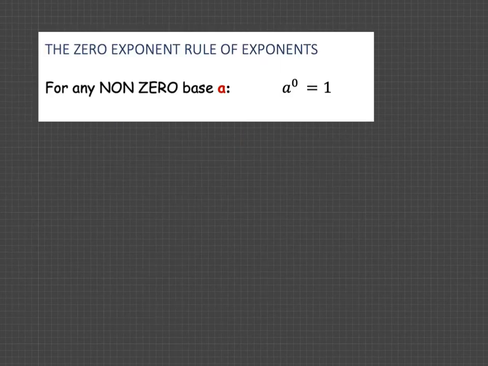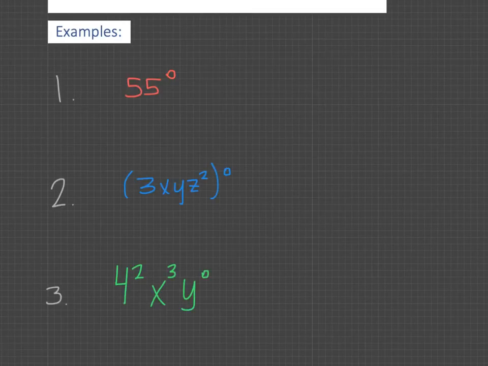Okay, here, this is my favorite rule of exponents, the zero exponent rule. For any non-zero base of a, if we have an exponent of 0, it results in 1 every single time. Let's look at the examples. Number 1, we've got the base of 55, and it has an exponent of 0. That is going to be equal to 1.